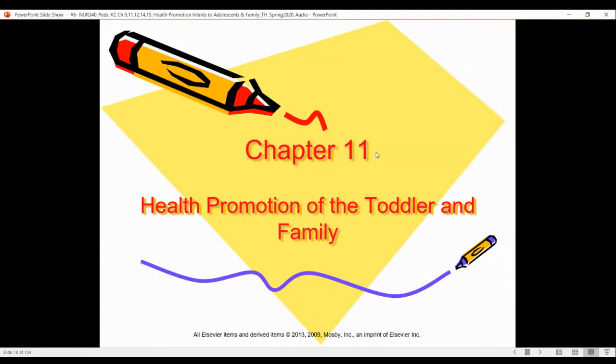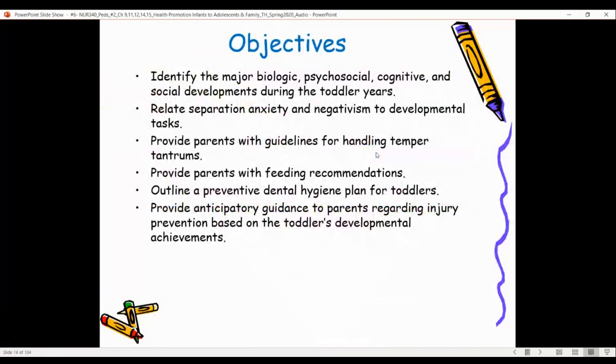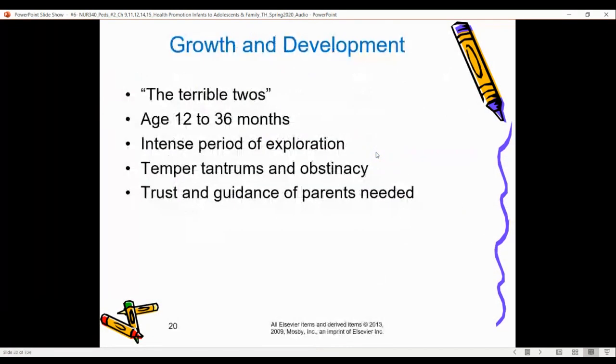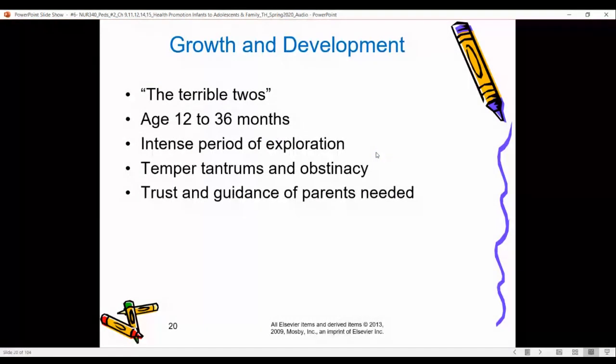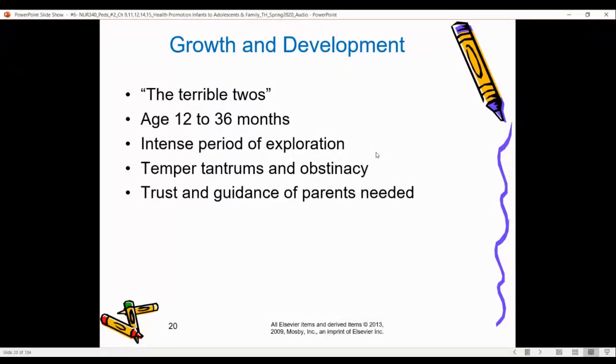All right, our toddlers. So moving on to chapter 11. Our objectives for this chapter: growth and development for this stage. The toddlers, again, are the 1 to 3 year olds, so 12 months to 36 months. This time is referred to as the terrible twos, because those 2-year-olds are very, very ornery. They get temper tantrums, and they are very challenging to work with at this age. And it's a normal thing.